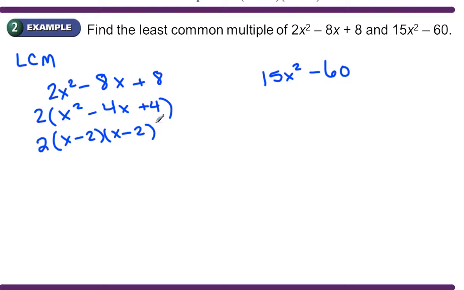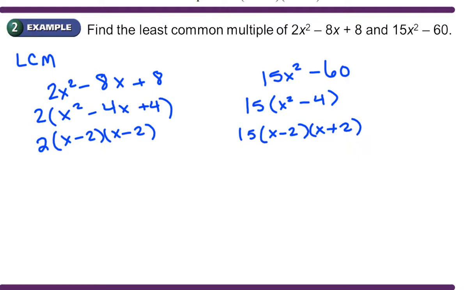Okay, 15x squared minus 60. We can factor out a 15. And we have x squared minus 4. Well, this one is a difference of squares. So we have 15, x minus 2, x plus 2.